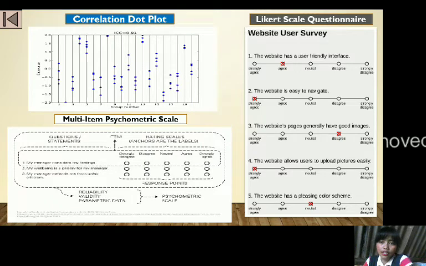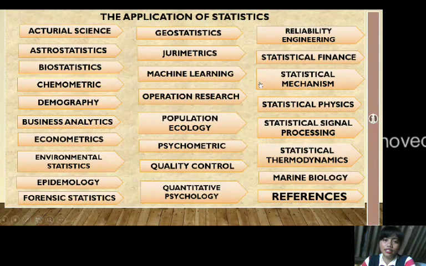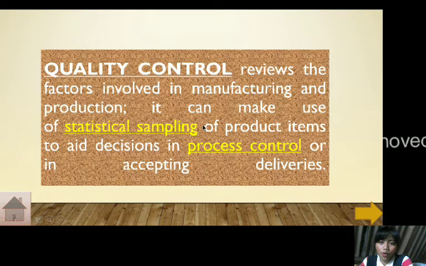Here are the examples of statistics: correlational dot plots, multi-item psychometric scale, Likert scale questionnaire. So that is psychometrics. Next is quality control. What is the use of statistics in quality control?